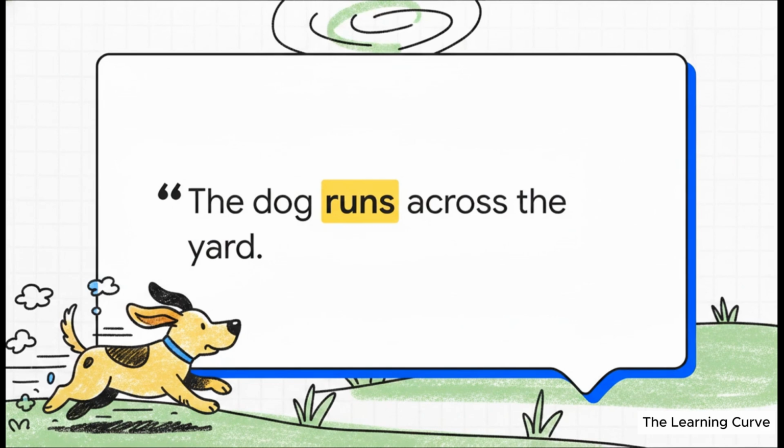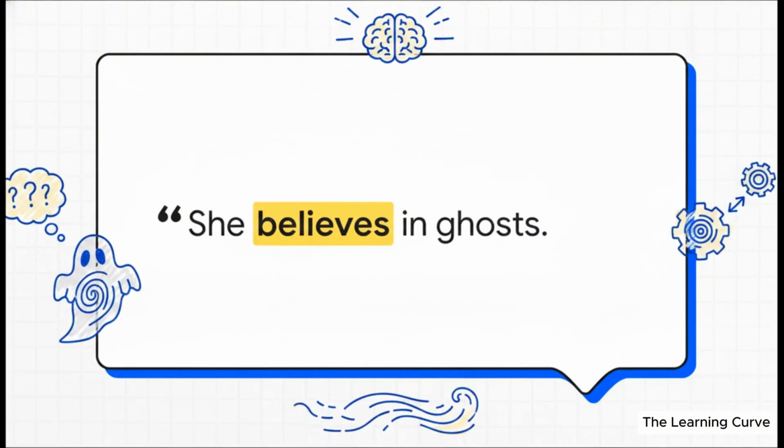Let's look at a really concrete example. The dog runs across the yard. Well, the subject is the dog. What is the dog doing? It runs. You can easily visualize that physical action actually happening, right? Runs is the engine moving our subject across the yard. Now let's contrast that with a mental action. She believes in ghosts. The subject is she. What is she doing? She believes. You obviously can't snap a photograph of a belief because it's completely invisible, but it's still a highly active mental process. Believes is functioning as the engine here, just as effectively as running did.